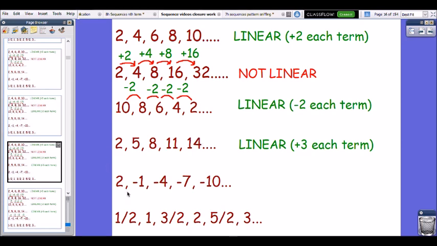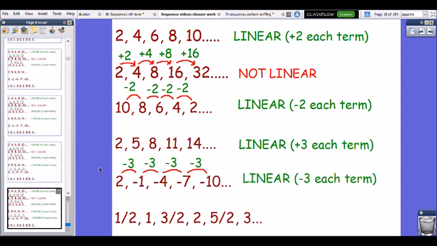Okay, so next one. Can you predict what I'm about to say? So what's the rule here? So to get from 2 all the way down to -1, I'm taking away 3. To get from -1 to -4, I'm taking away 3 each time. Do we think this is linear? Well, yes, it is. It's a linear sequence because I'm taking away the same amount each time. So if I add the same amount or take away the same amount, that is absolutely fine.